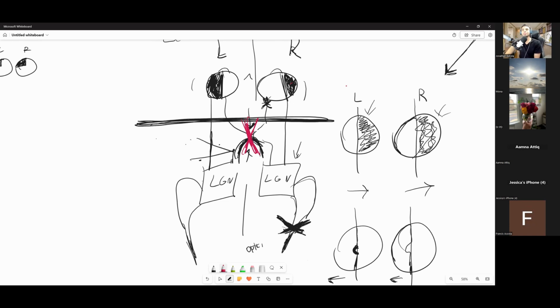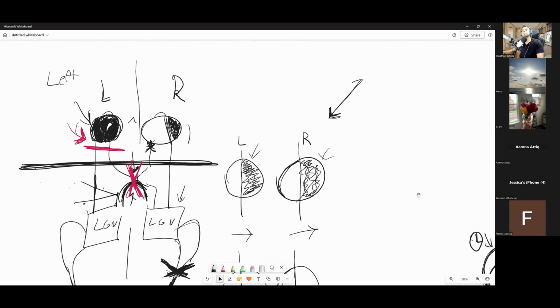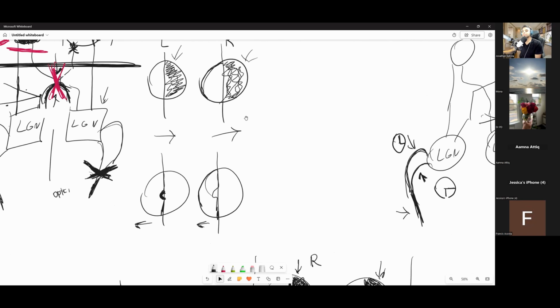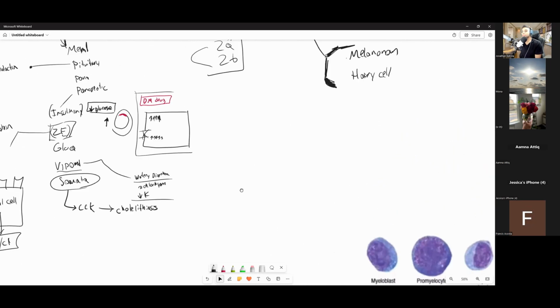When does the rule not apply? After this point. Here, if it messes up the left optic nerve, then you would have a monocular problem. The whole left eye will be messed up. Does that make sense? So yeah, keep that in mind. All right, let's continue. That was a crazy deviation, I would say.